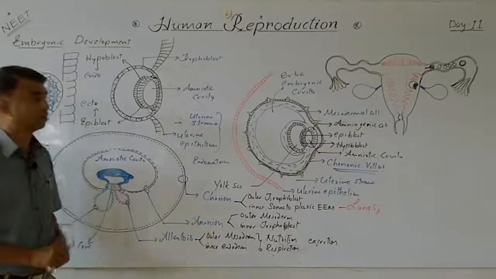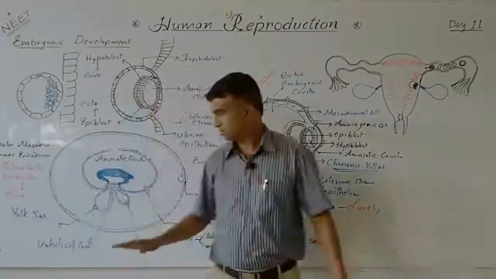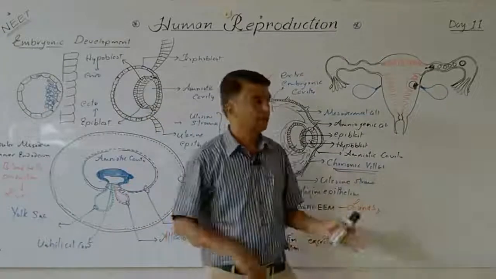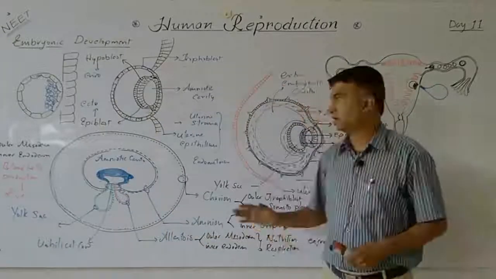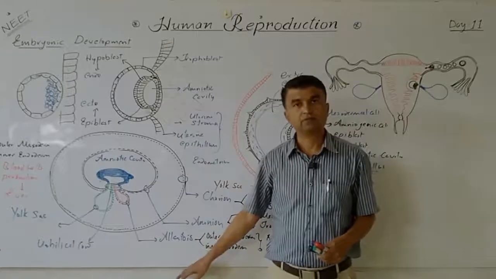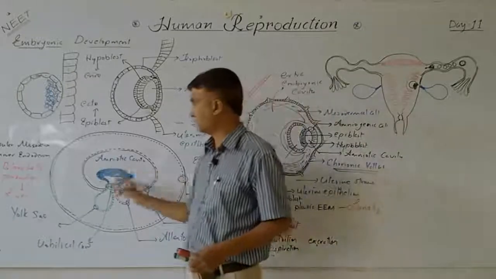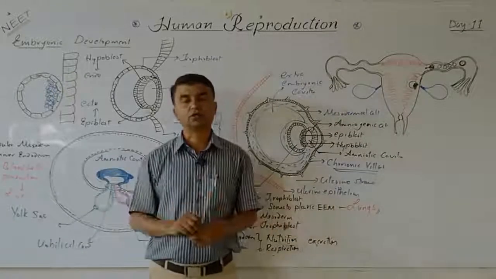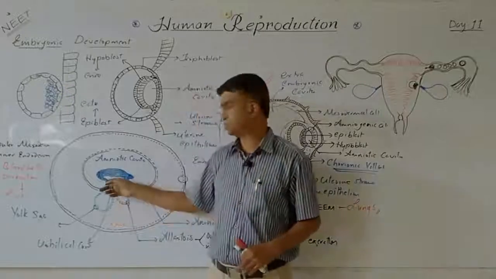In the next class we are going to cover in detail the extended embryo. After that we will cover the gestation period, what major changes occur in the embryo during the 9 months, or the 260 or 280 days of the gestation period.